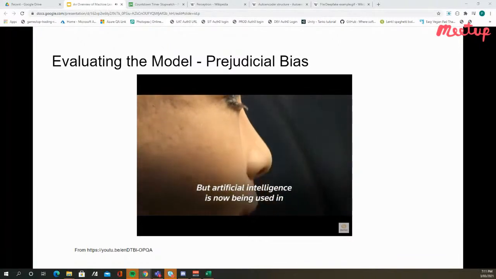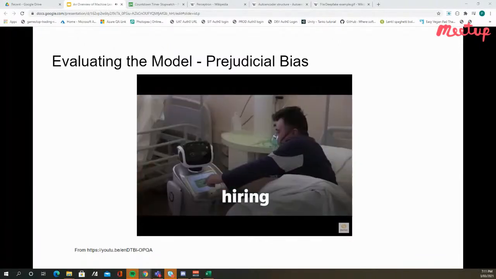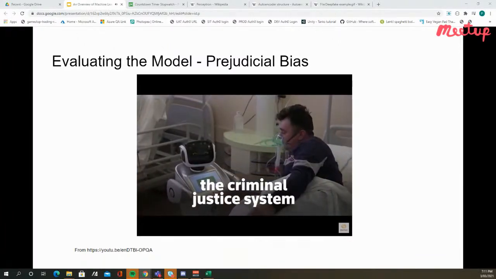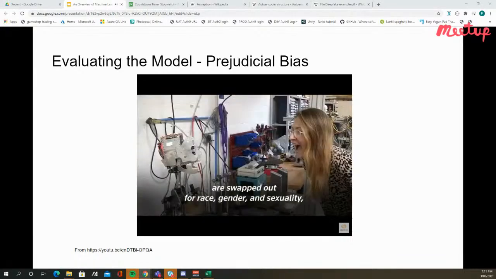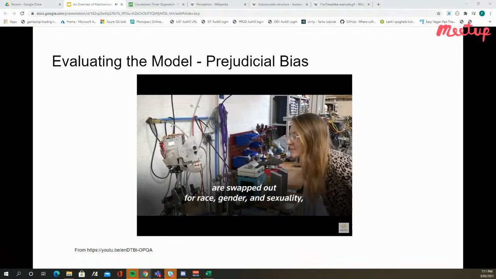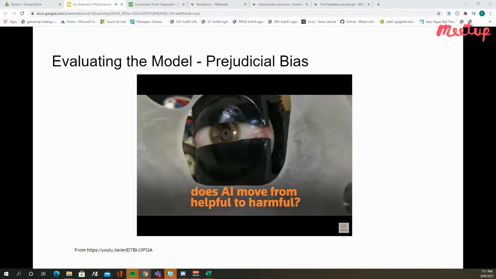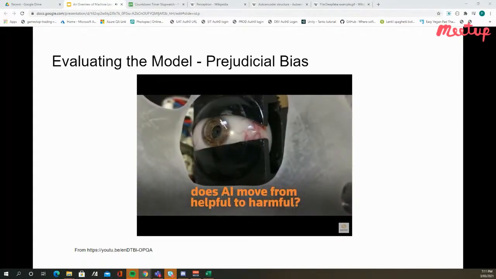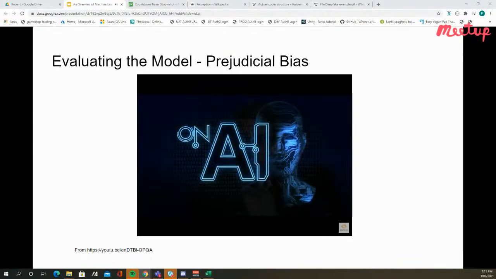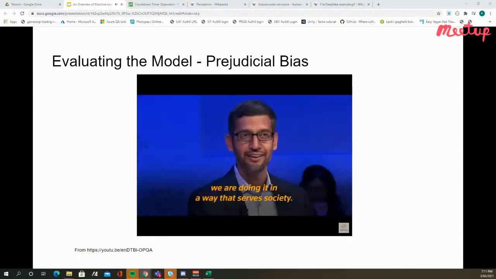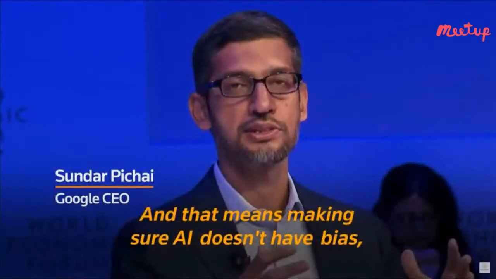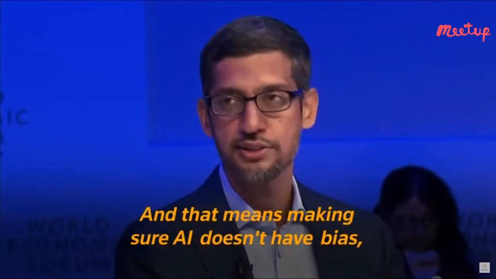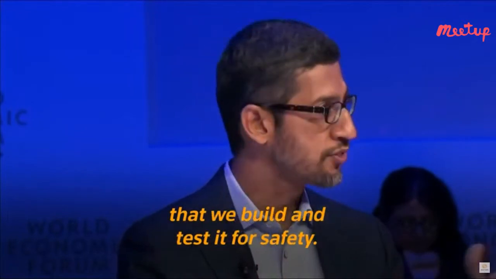But artificial intelligence is now being used in hiring, healthcare, and the criminal justice system. If biased opinions on Trump and Spain are swapped out for race, gender, and sexuality, does AI move from helpful to harmful? We need to make sure when we approach AI, we are doing it in a way that serves society. And that means making sure AI doesn't have bias, that we build and test it for safety.